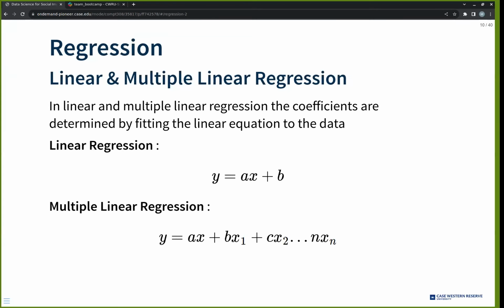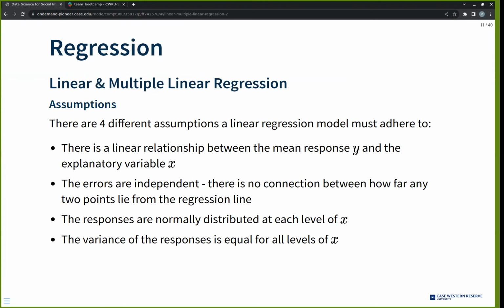This is the mathematical representation of linear regression. It is a simple straight line, y = ax + b. And in multiple linear regression, the number of variables increases. So it's y = ax + b·x1 + c·x2, and so on, up to as many predictors as you want.